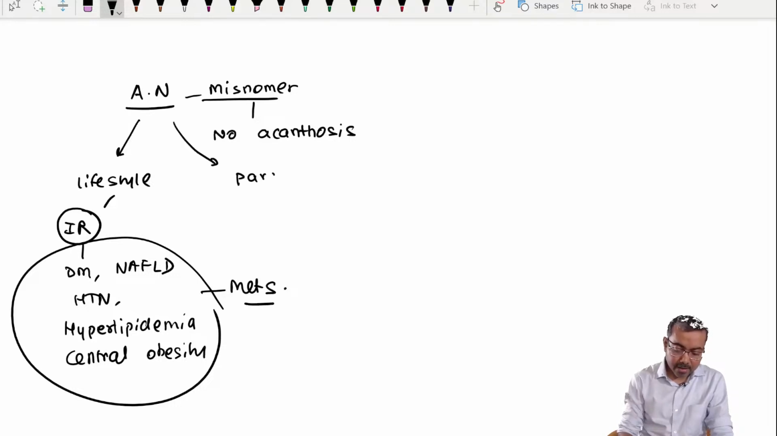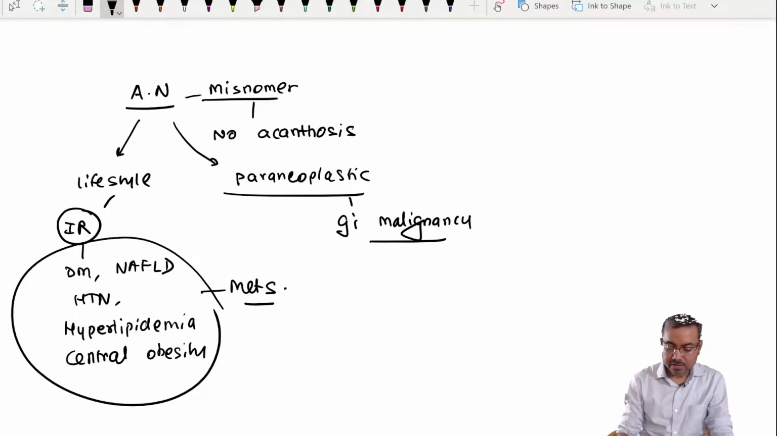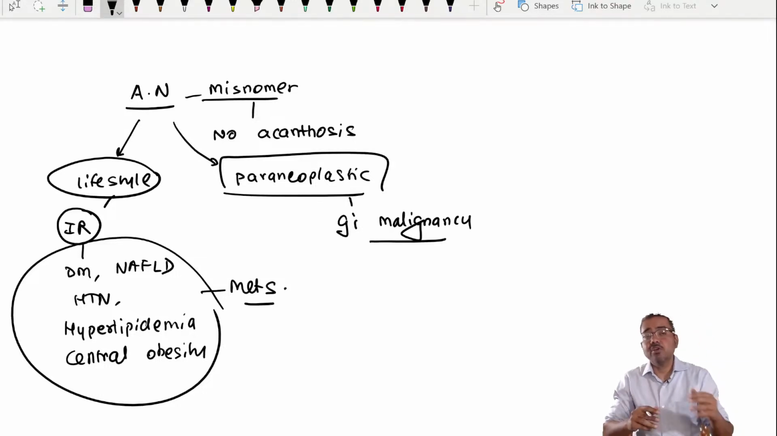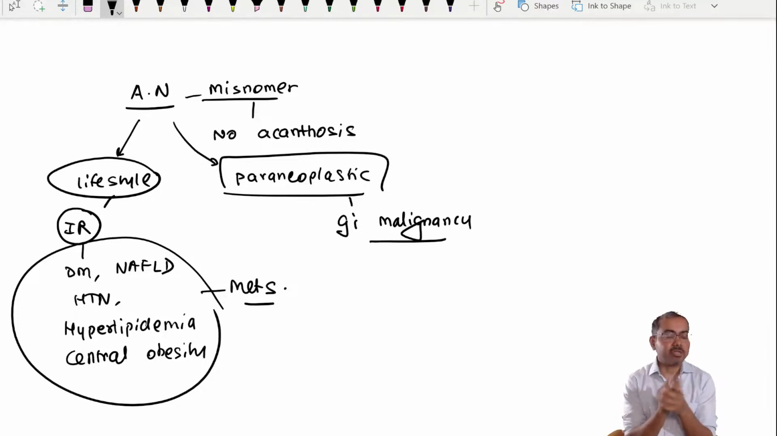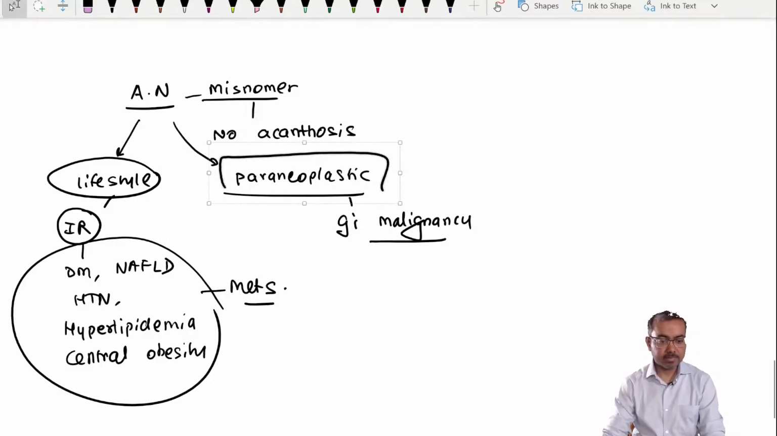It is also a paraneoplastic phenomenon. It can also come with GI malignancies, for example esophageal malignancy. So this is going to be a paraneoplastic phenomenon because many of these cancers release growth factors. Those growth factors thicken up the epidermis, skin, and then skin becomes black. So that can also be there, or it can be insulin resistance as well. Got this, please? Yes, everybody? Okay.